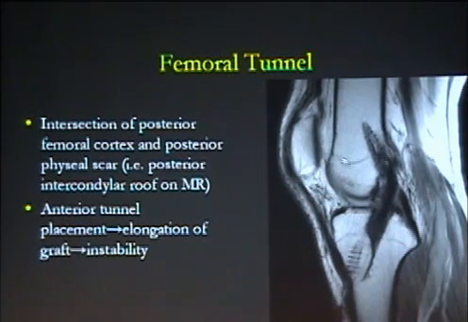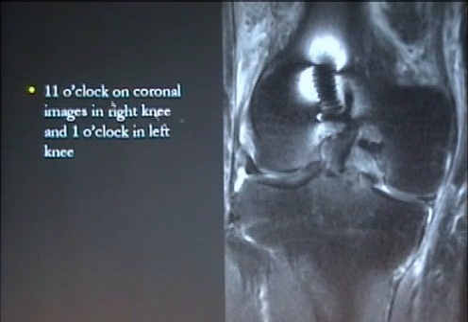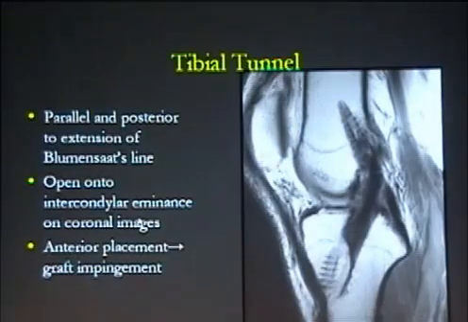Okay? So this is a good position of the femoral tunnel. That's a normal position. On the coronal images, if you make this into a clock face, the femoral tunnel should be at about the 11 o'clock position on the right side, and about the 1 o'clock position if this were the left knee. This is the right knee, and it's about the 11 o'clock position. So that looks good. Here you can see a nice normal appearing ACL graft.